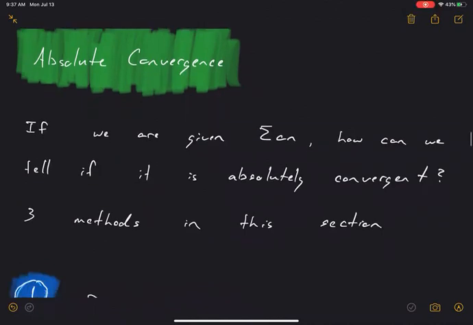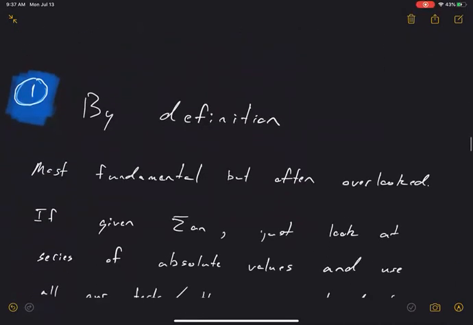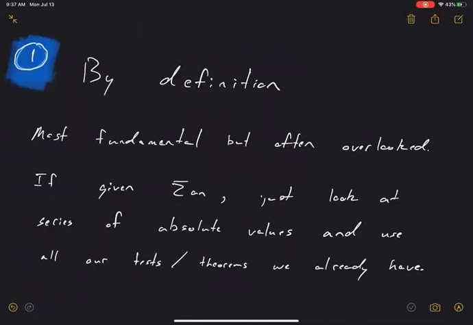So if we're given a series a sub n, just some arbitrary series, maybe it's got some negative terms, maybe it doesn't, whatever. How can we tell if it's absolutely convergent? There are three methods in this section. Okay, first off is by definition.